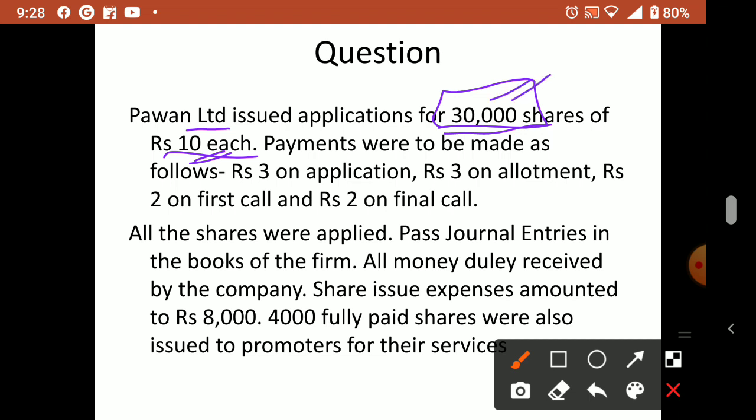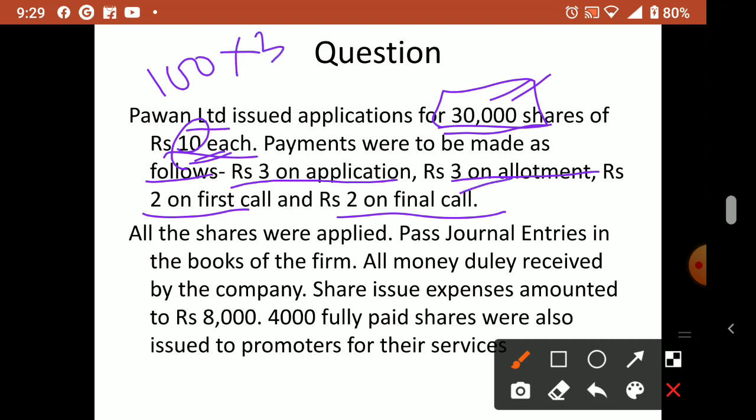Then payments were made as follows. How to make the payment? Rupees 3 on application, 3 on allotment, then 2 on first call and 2 on final call. This way the company is making its installments. First you have to send rupees 3 only, per share you purchase. Suppose you purchased 100 shares, 100 into 3 you have to send. Next, when they allot shares, you have to send again 100 into 3. Next 100 into 2, next 100 into 2.